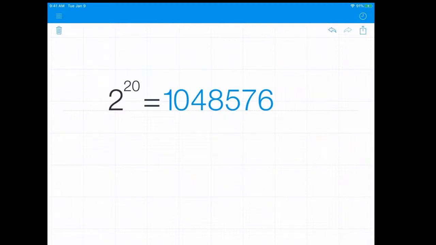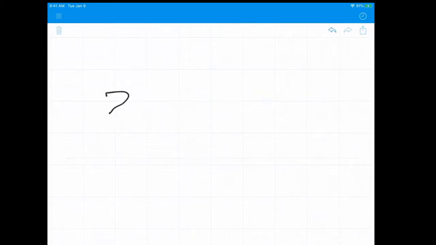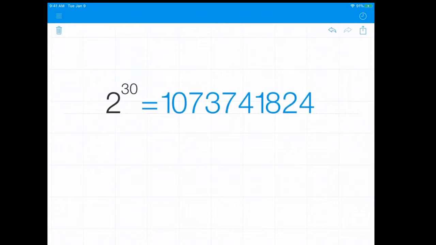But let's go back one step further. Let's go back another 10 generations, back 30 generations, and think about how many ancestors we would have then. And this is where we get to our number.